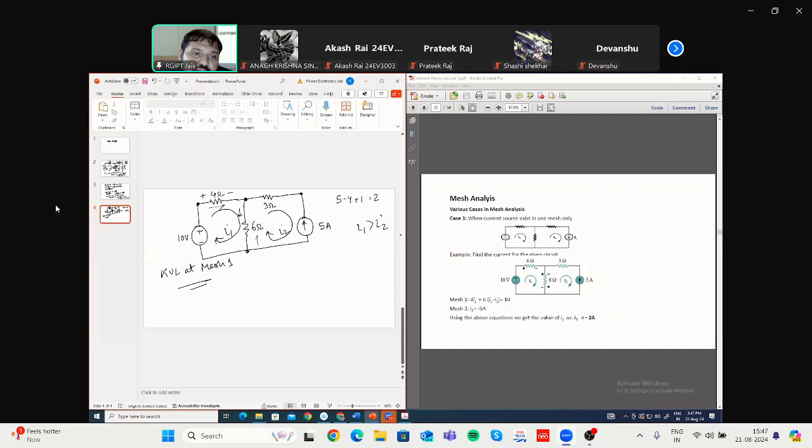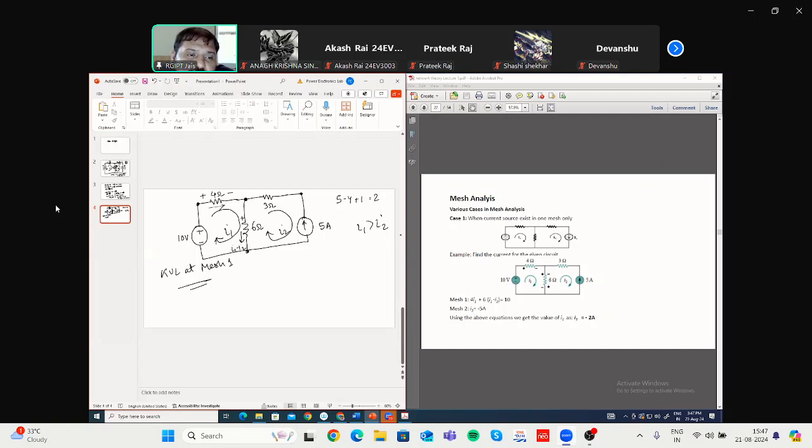If I1 is greater than I2, then the net current flowing through the 6 ohm will be in the direction of I1, and its magnitude will be I1 minus I2. If the current is flowing in this direction, from top to bottom, then definitely this will be the positive side and this will be the negative side. Now you are ready to write the KVL equation at mesh 1.